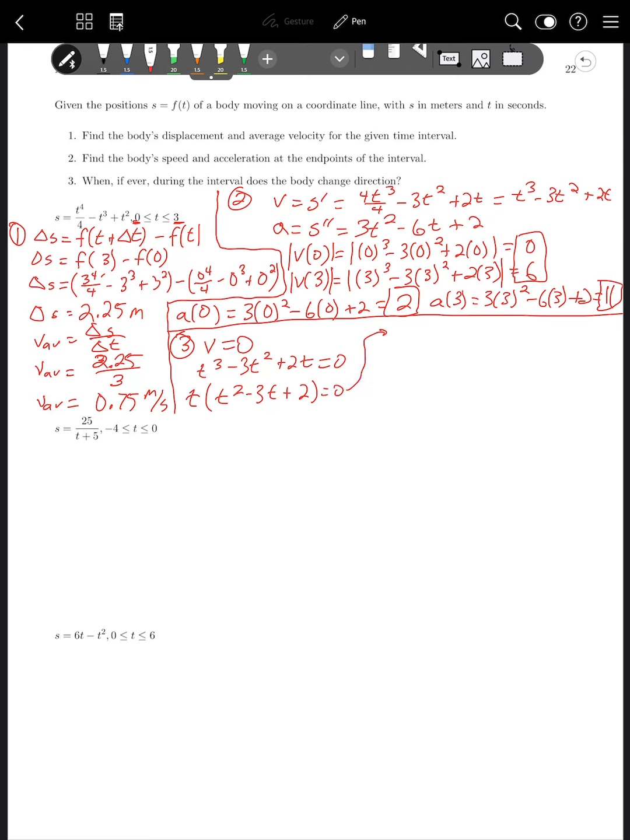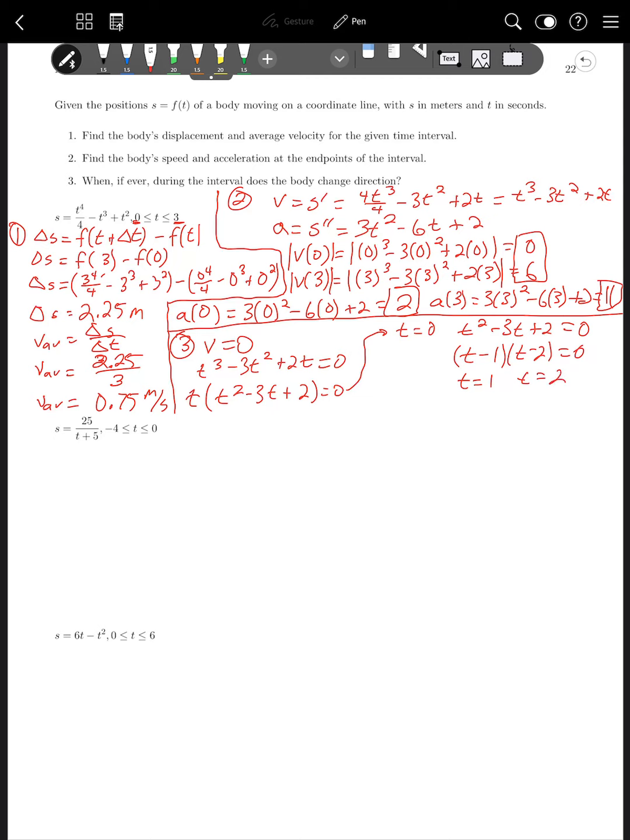And then you can set each one of those equal to 0. And then we can factor. So two numbers that multiply to get 2 and add to get -3 are t minus 1 and t minus 2. So we get t equals 1 and t equals 2.